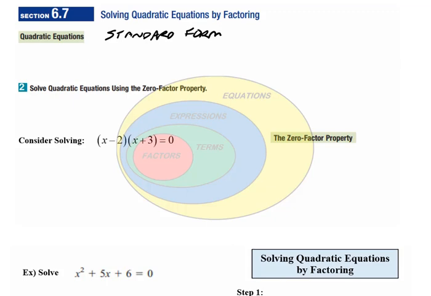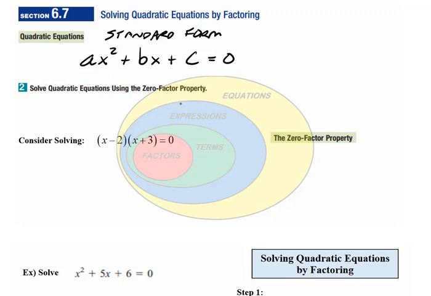A general quadratic equation in standard form would look like this: ax squared plus bx plus c. So that's a second degree trinomial. The a, b, and c just represent coefficients and a constant, and that's equal to 0. So what we're going to do is solve these. Now, the problem is we can't solve these like a linear equation in first degree. We can't isolate the variable term because we can't combine x squared and x terms. So we want to solve using the zero factor property.